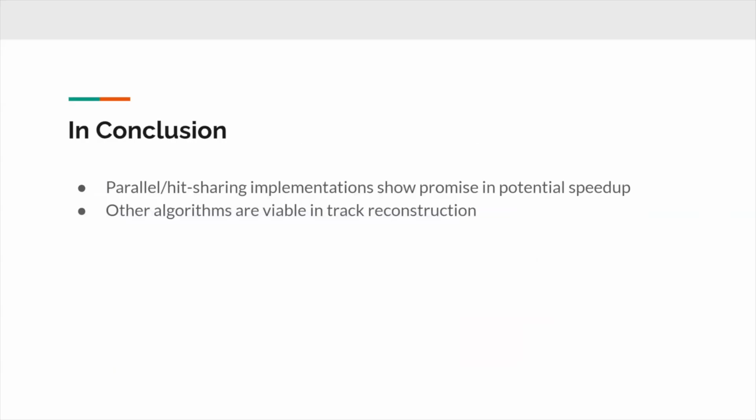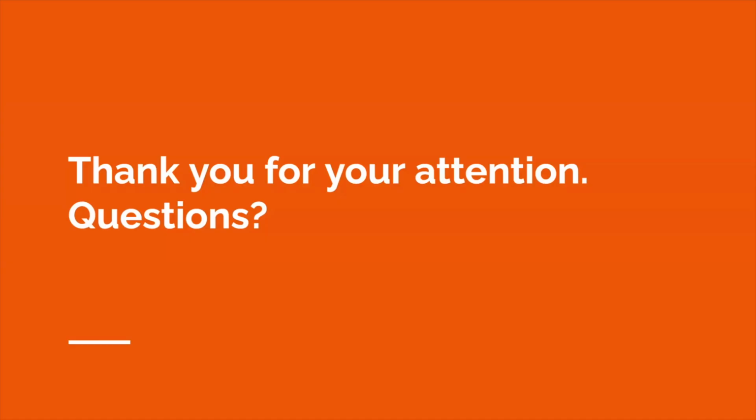So in conclusion, parallel hit-sharing implementations show a lot of promise and potential speed up, especially at those high pileups. And other algorithms are viable in track reconstruction, not just the standard Kalman filter. Thank you for your attention, and are there any questions?